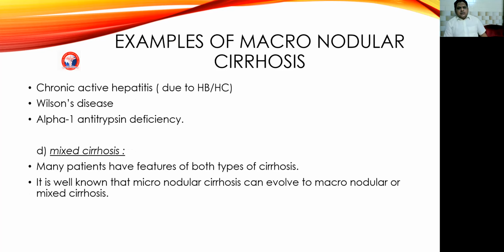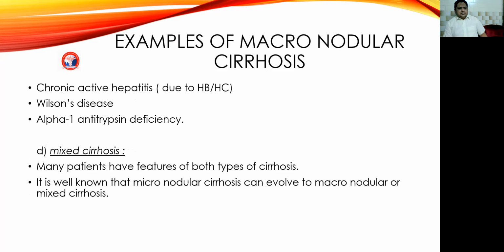Examples of macronodular cirrhosis: chronic active hepatitis due to hepatitis B or hepatitis C. Next is Wilson's disease. Another one is alpha-1 antitrypsin deficiency.